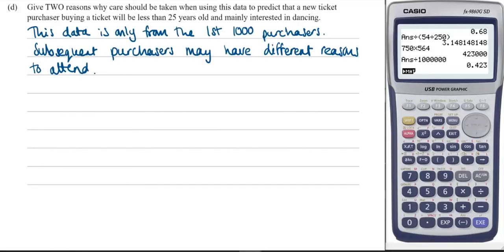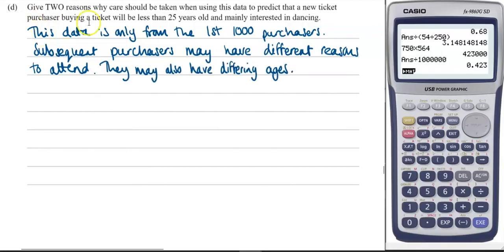So here's the first one. It's only from the first 1,000 purchases. Subsequent purchases might have different reasons to attend. Maybe you get like the first people that book are really keen and enthusiastic. They've got a particular interest in dance, and maybe the others, the later ones, don't. We just don't know. So we don't know that they would follow the same pattern.